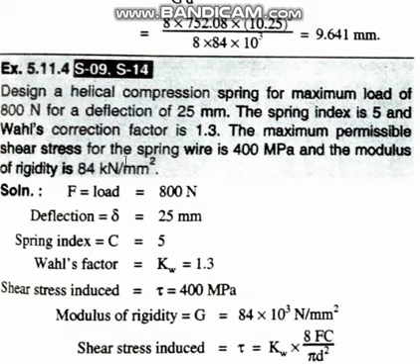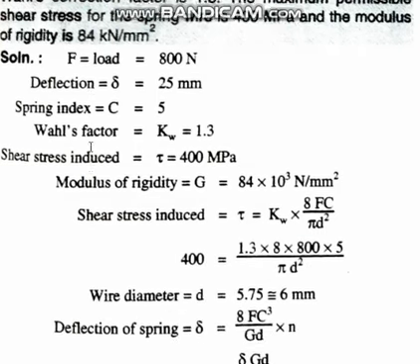The maximum permissible shear stress tau is given as 400 MPa, and the modulus of rigidity G is given as 84 kilonewton per mm square. All these things are given. Okay, now what are they saying? Only design, they are saying. Design means what? We will find small d, capital D, and what else we can find? We can find the free length. Such things we will find.